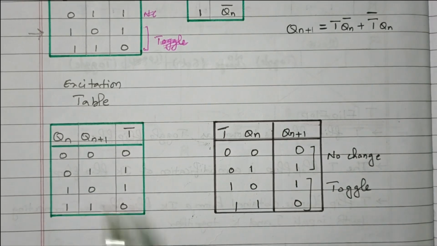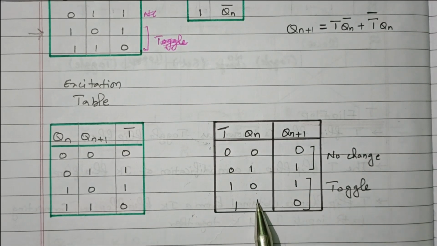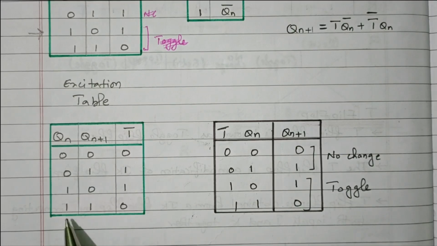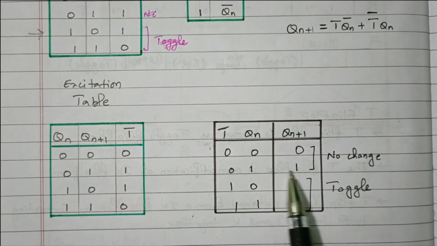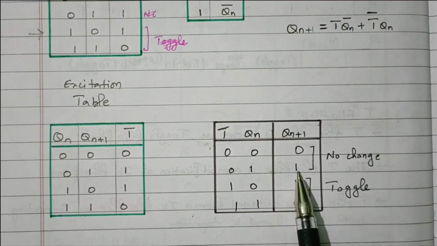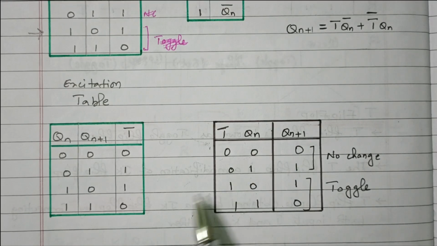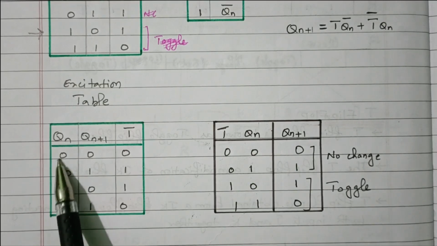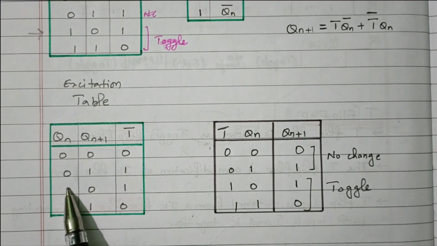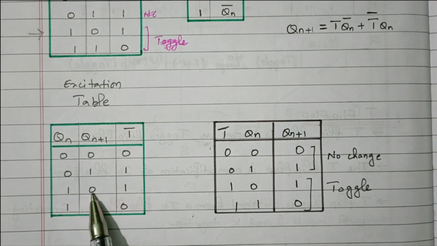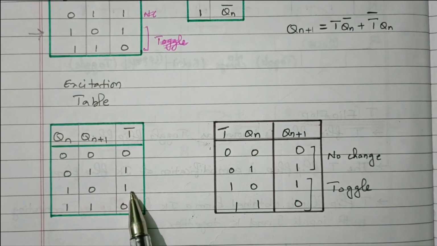Then 1 0 is available here. Present state is 1, next state is 0, means T should be 1. Both are 1, that is available here: Qn is 1 and Qn plus 1 is also 1. For that, the T input is 0. So for these 4 combinations we decided T. Suppose you want to change, present state is 1 and next state should be 0, then the input we need to give is 1. That is called the excitation table.